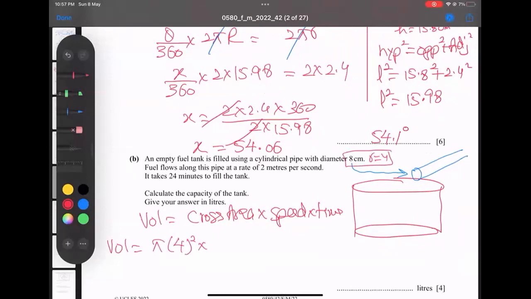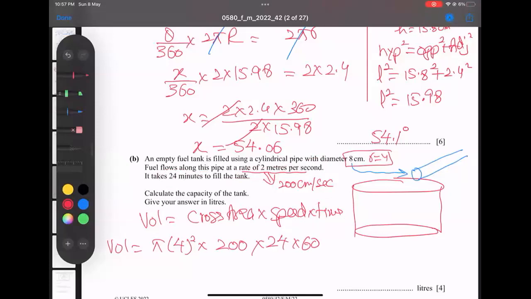The speed is given here, but make sure it's in centimeters; this is in meters. So I can write the speed as 200 centimeters per second, converting meters to centimeters. The time is 24 minutes, but because I'm dealing in seconds, it must be seconds: 24 times 60, and that's it. I'm going to type it in the calculator: 16 times pi times 200 times 24 times 60.